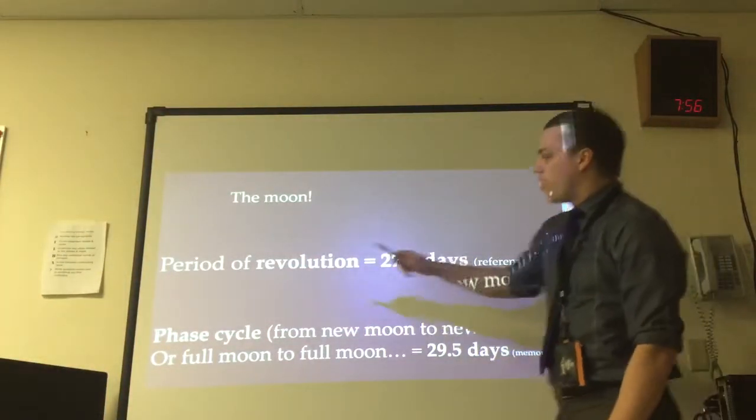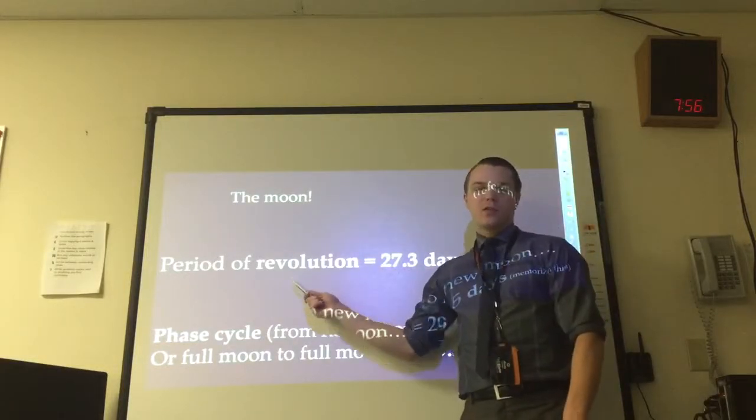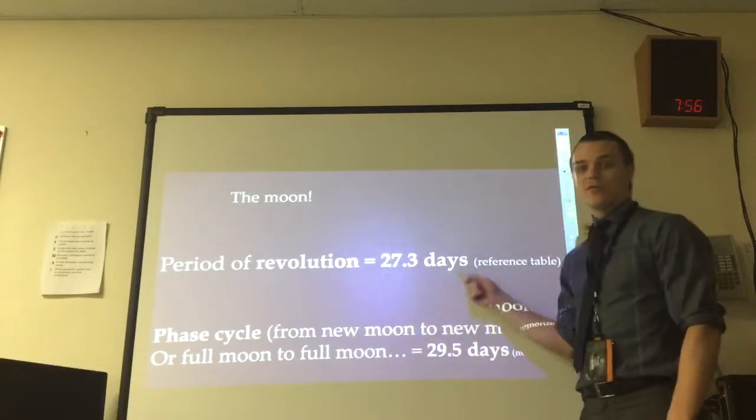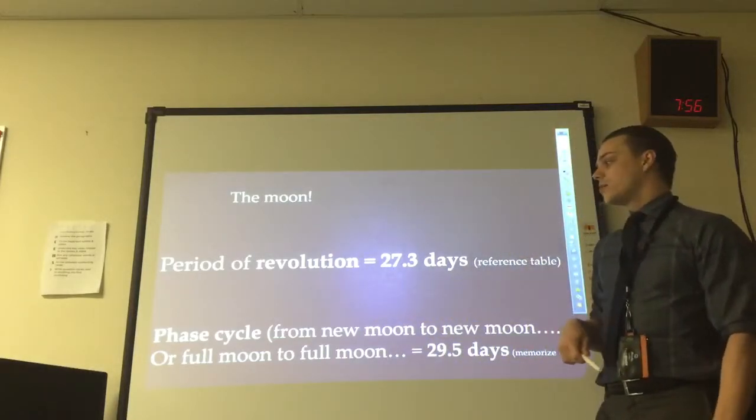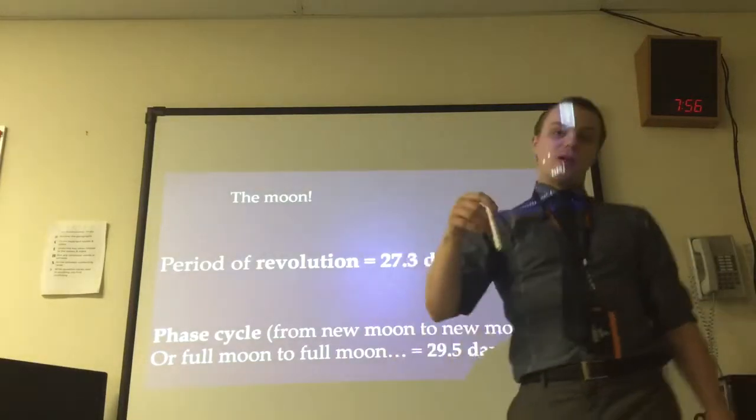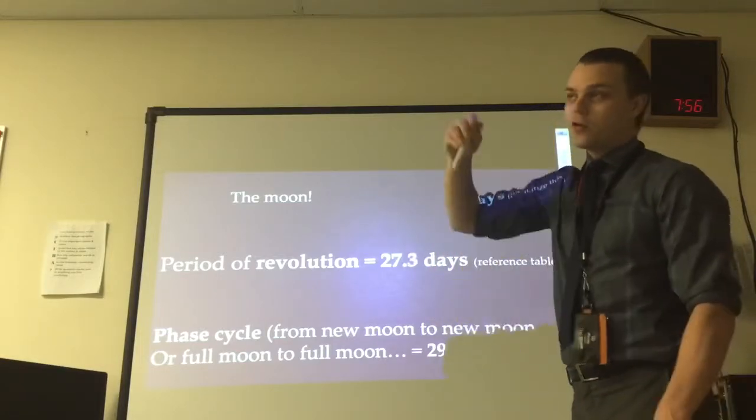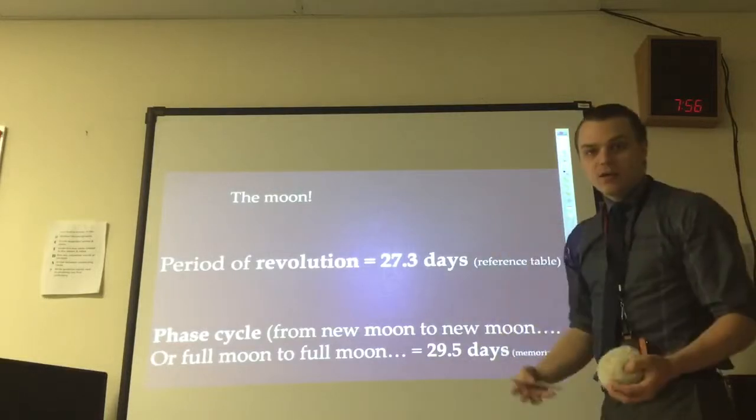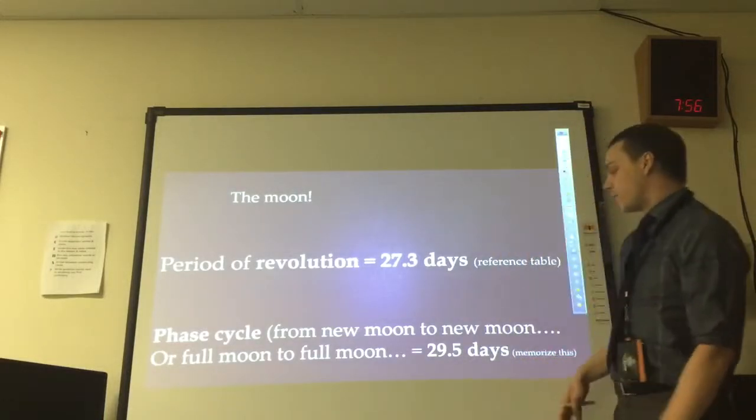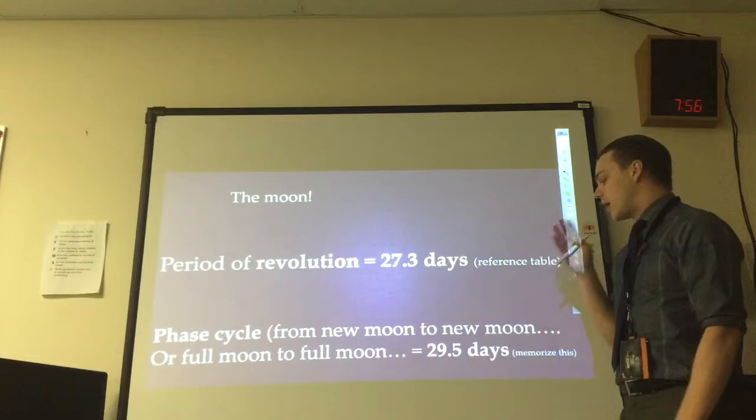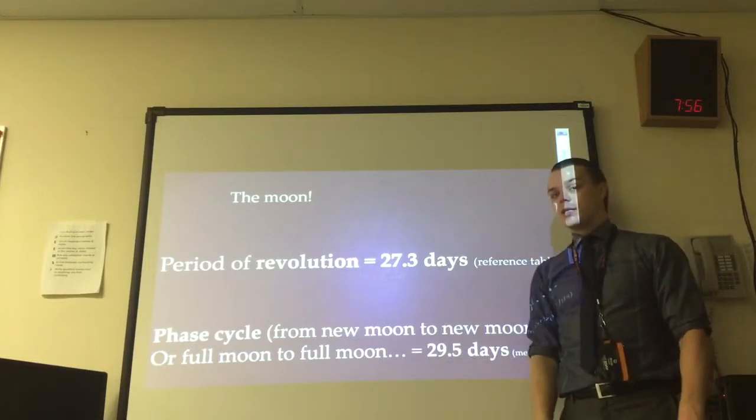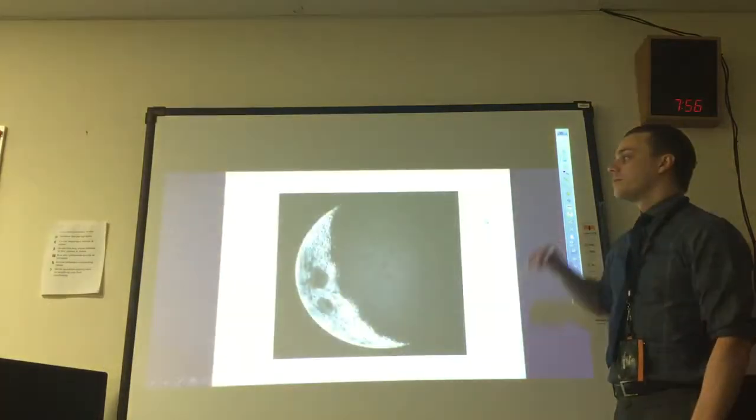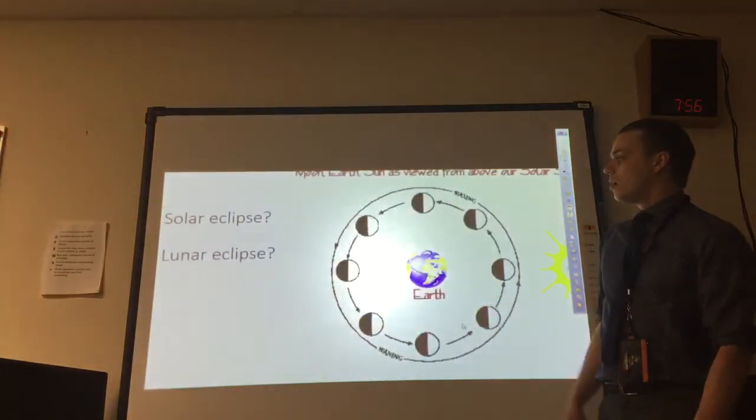Information to remember, revolution means orbit. So if they ask you what's the moon's period of orbit or the moon's period of revolution, that's straight out of the reference table, 27.3 days. But if they ask you how long it takes for the moon to go from a new moon back to a new moon, or complete a phase cycle, that's the number you have to memorize, 29.5 days. And once again, you can just write 29 days. But if they ask you to the tenth place, you have to include that 0.5.